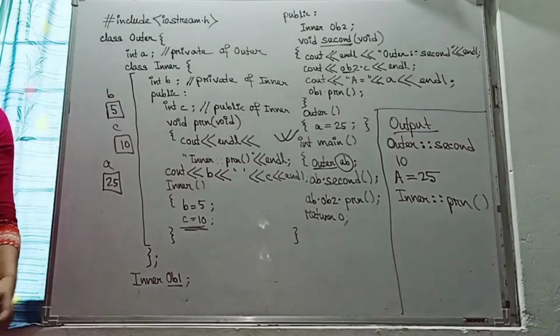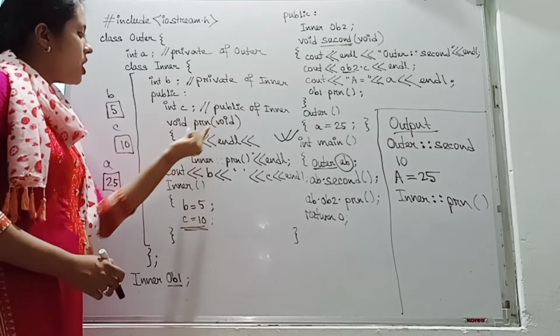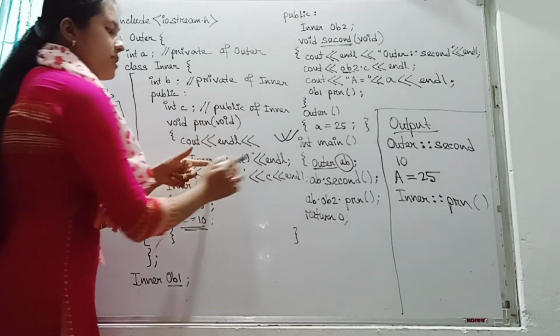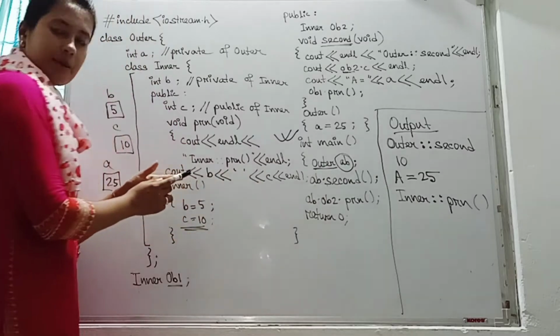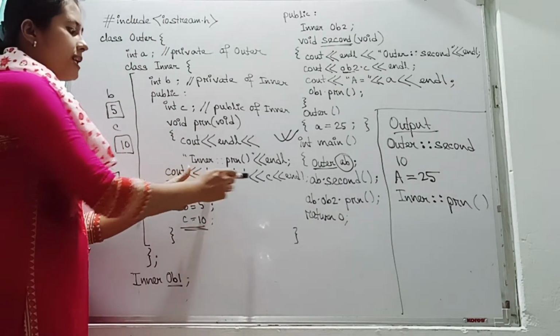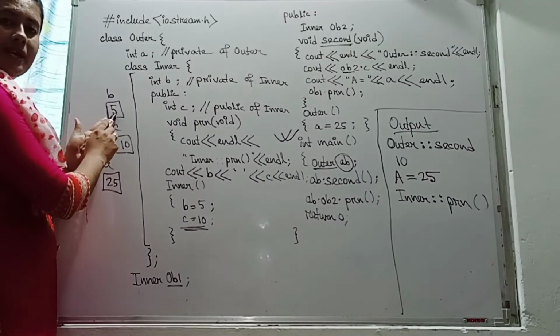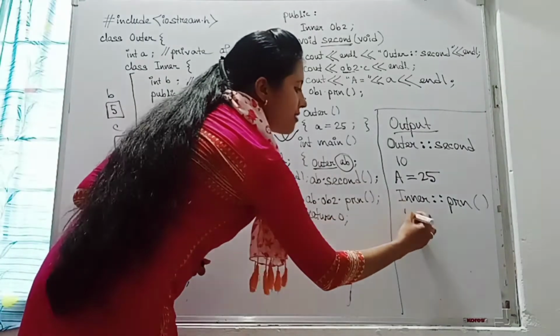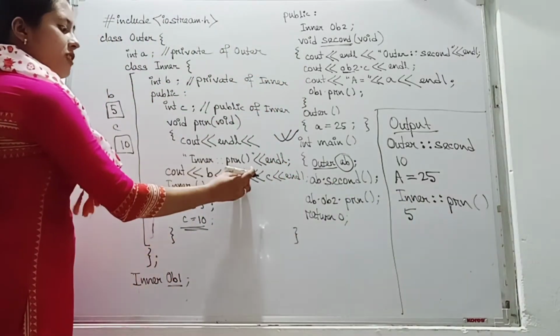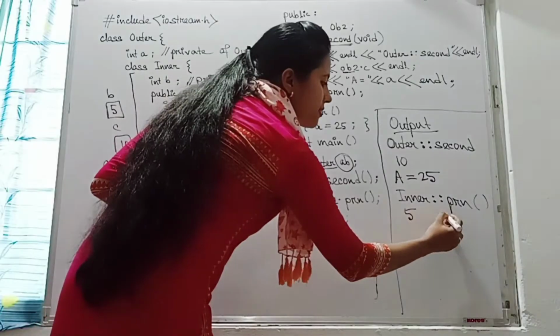So when it goes to this particular prn function, it will find this one, so it will write exactly this inner prn. Then it will go to the next line, and in the next line what is it getting? B, then space, then c. What is stored inside this B? 5. So this 5 will be displayed. Okay. Now space, then c. What is c? C is 10. So 10 will be displayed.